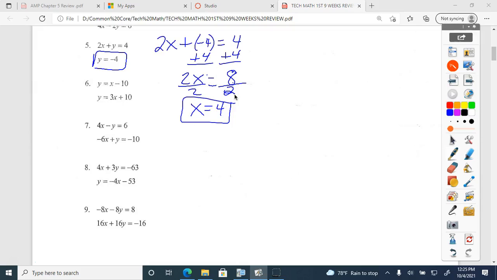Everybody good? Yes, sir. All right. How would we do 6? For the graph. Graph it. It's set up to graph, so I would graph it. I'll give you a second. Finish up number 5, and then we'll do 6. Everybody good?